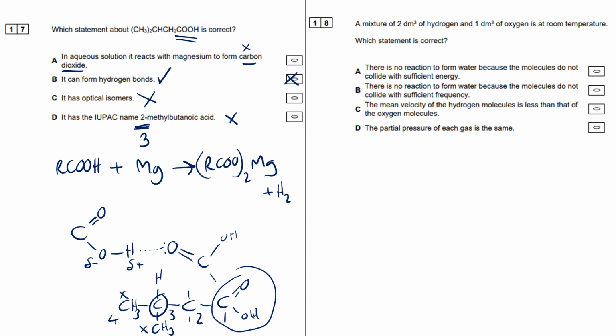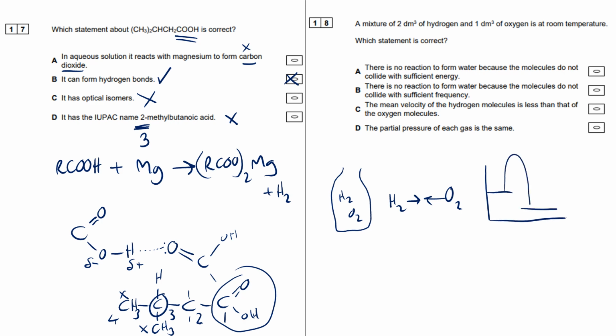Question 18. A mixture of 2 decimeter cubed of hydrogen and 1 decimeter cubed of oxygen is mixed together at room temperature. So if you had a bottle containing hydrogen and oxygen, as long as it's at room temperature and kept cool, these two will not react together. The reason why is because when they collide into each other, they're not going to react because they're not colliding with sufficient energy. You need some sort of activation energy, some sort of spark in order for this reaction to occur. There's a relatively high activation energy, so statement A is correct.